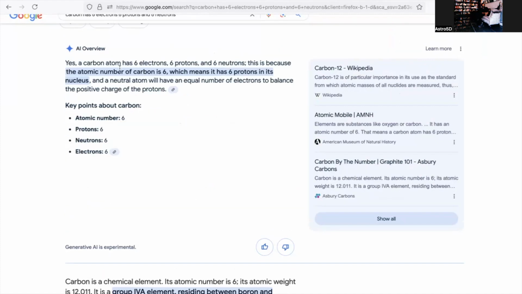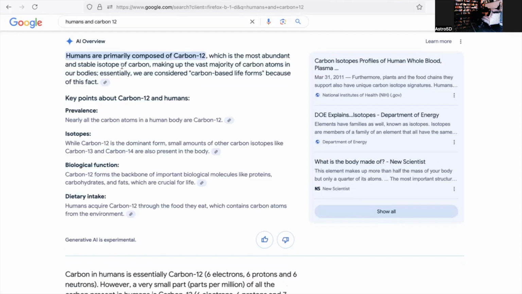Carbon, yes, a carbon atom has 6 electrons, 6 protons, and 6 neutrons. This is because the atomic number of carbon is 6, which means it has 6 protons in its nucleus. Humans are primarily composed of carbon 12.